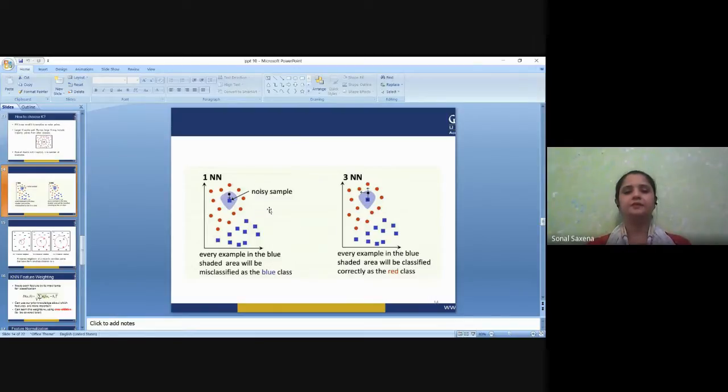Now here you can see this is KNN, where k is 1. It is 1NN, and here it is KNN with 3. So you can see here the noisy sample. Every example in the blue shaded area will be misclassified as blue class. And similarly, if you take 3NN, every example in the blue shaded area will be classified correctly as the red class. So the higher your k would be, the more accurate it would be in comparison to lower values of k.